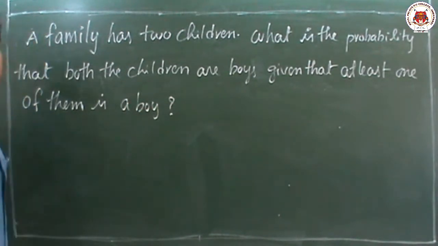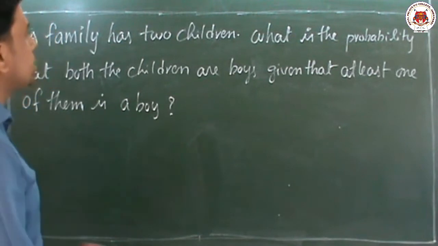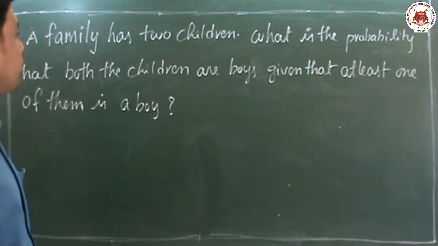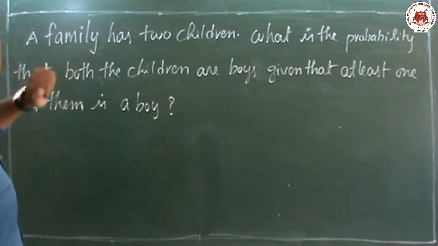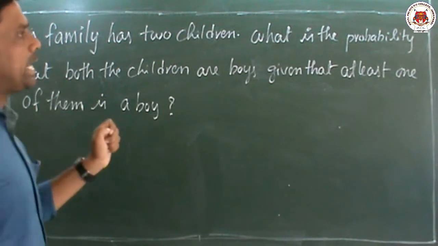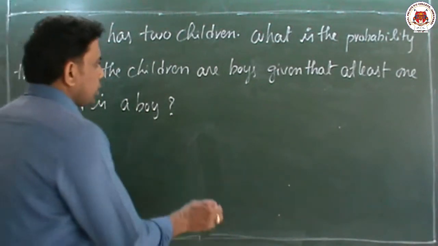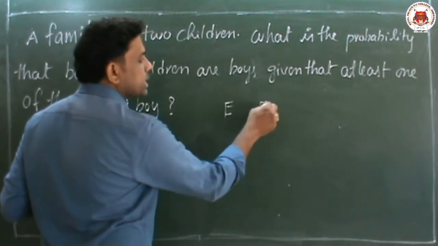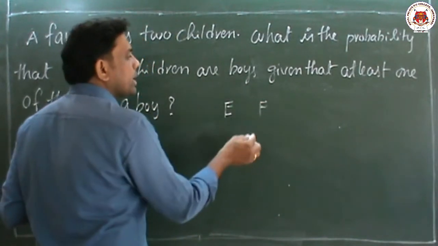So in the exam, how do you come to know this is a conditional probability? In the question it is not mentioned that it is a conditional probability. But when you read the question carefully, here we want to identify two events. What are the two events? One is E, another one is F. How to identify?